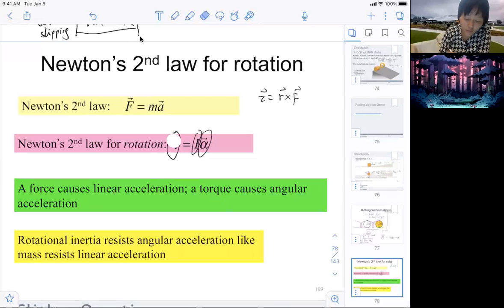Looking at its relationship to Newton's second law, force generates linear acceleration. Torque generates angular acceleration. The bigger the mass, the harder it is to accelerate it. So the bigger the rotational inertia, the harder it is to rotate. So they have a very nice one-to-one analogy between these two. Right? So we call this Newton's second law because it is the same thing, but it's just being used for rotation.